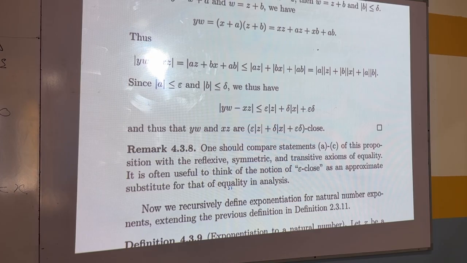Now we recursively define exponentiation for the natural numbers. I guess it's time to stop, I think. Enough, because otherwise if I get trapped in the traffic, I will be in trouble.